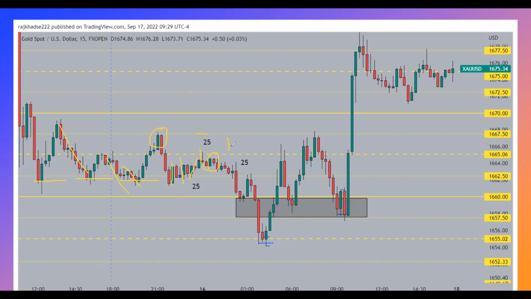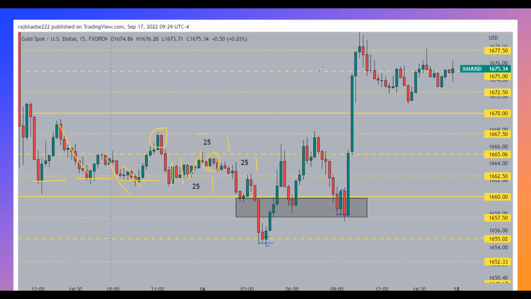This is level 1, 25. This is level 2, 25. This is level 3, 25. 75 pips. Three levels have been done. Now, after doing three levels of rise and three levels of fall, this will be applicable in the day cycle also, right? You just have to listen.